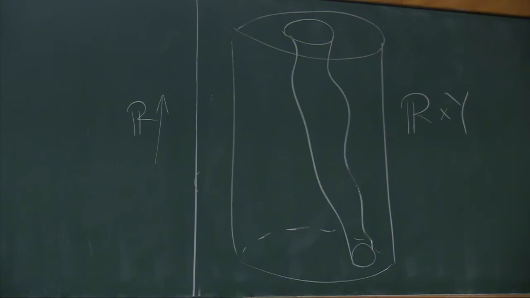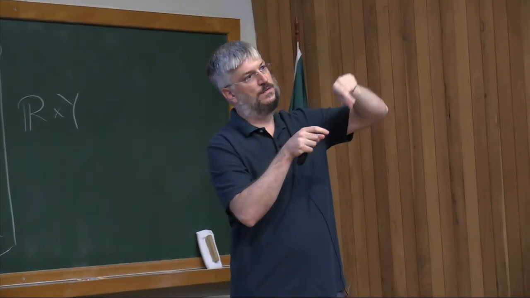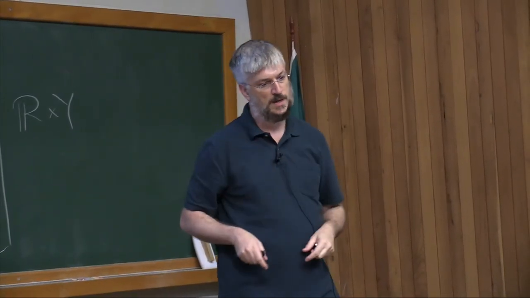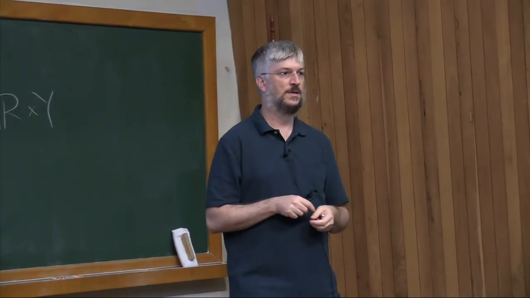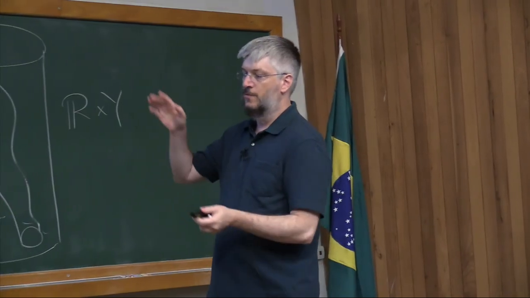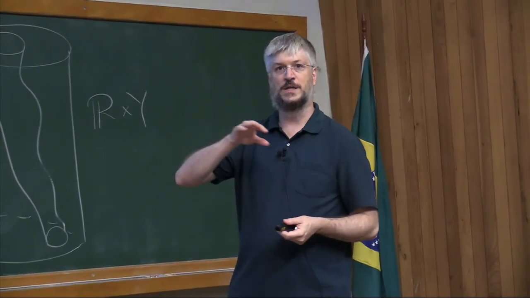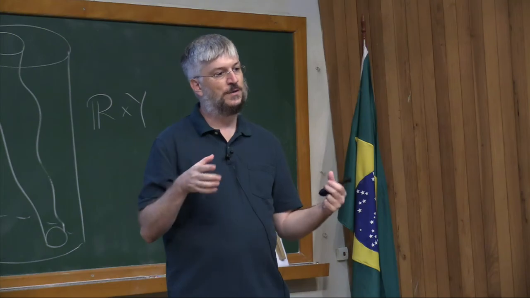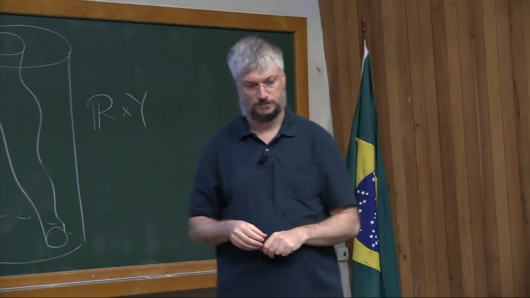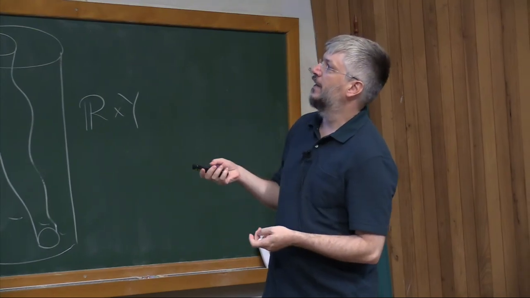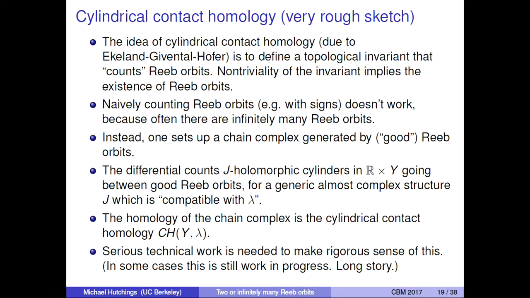So the idea is that if it's just one of these holomorphic cylinders, then maybe those two Reeb orbits could get canceled if you deform the contact form. And when you take the homology, you get something which is invariant. So even though many Reeb orbits could get created and destroyed if you change the contact form, if the homology is non-zero, then there always have to be some Reeb orbits left. So you define this homology, and that's what's called cylindrical contact homology.